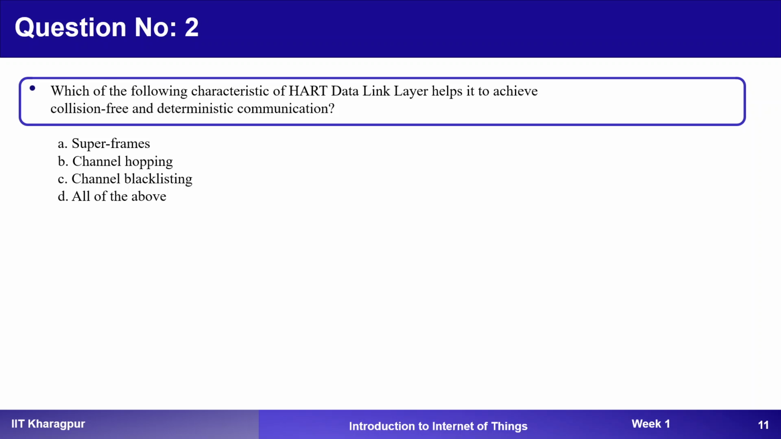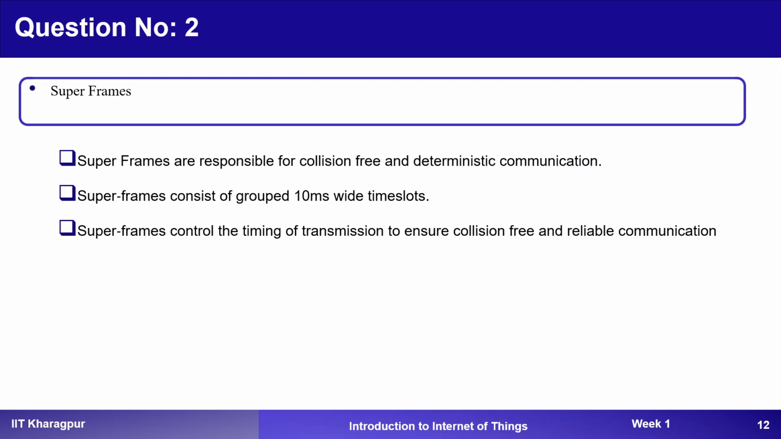First of all, we will know what is super frame, what is channel hopping, then what is channel blacklisting, and after that we'll answer this question. So first one is super frames. A super frame is an aggregation of your time slots, and the width of those time slots is 10 milliseconds, and these super frames are responsible for collision free and deterministic communication. Further, super frames also control the timing of your transmission, which ensures collision free and reliable communication.